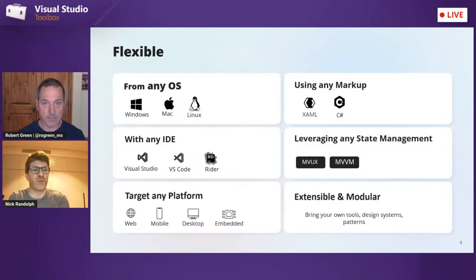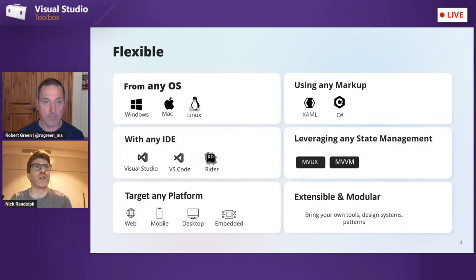We look at flexibility to start with. As I mentioned before, developers should come to us and say, we want to build on Windows, we want to build on Linux, we want to build on Mac. So the idea is that they can build with whatever OS they're most comfortable with, whatever IDE they're most comfortable using, whatever markup language they feel most comfortable with, whether it be XAML or C#. They can use whatever state management system they want to use. So out of the box, we already have support for MVVM, which is quite a traditional XAML data binding state management technique. But we also have MVUX, which is our more reactive approach to that. And of course, we want to be able to target any of the target platforms, whether it be web, mobile, desktop, or embedded.